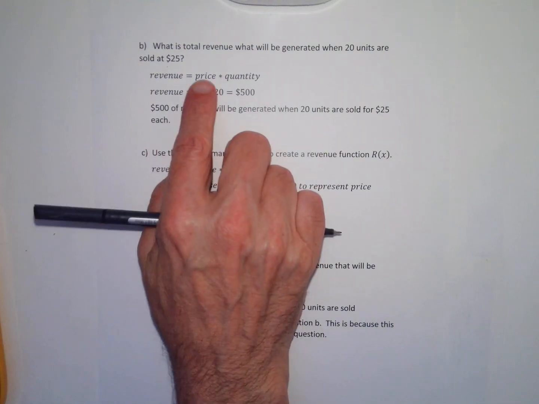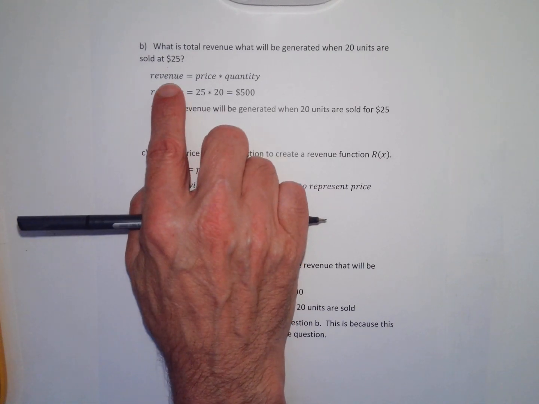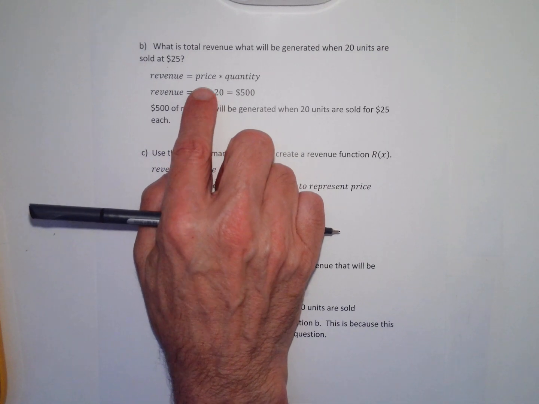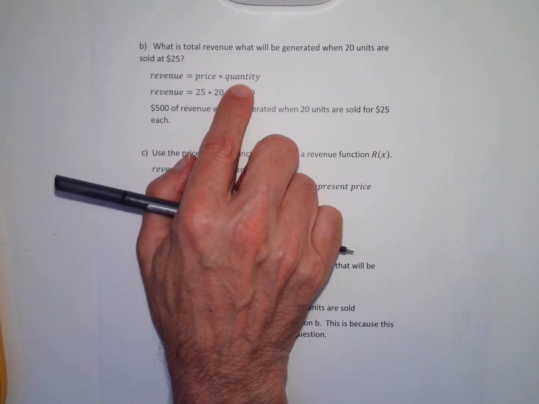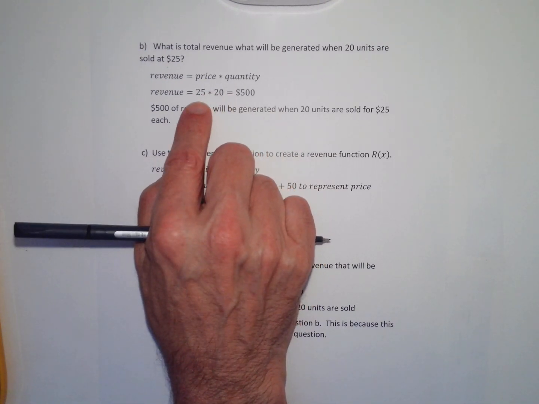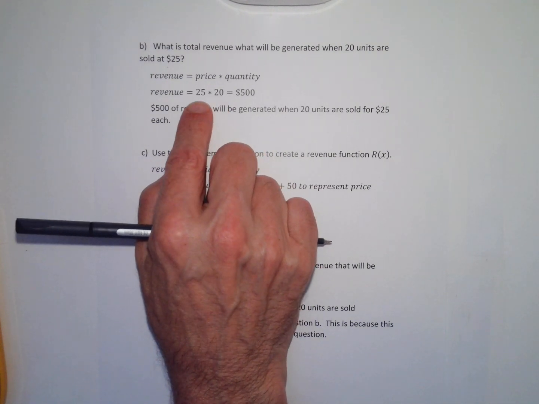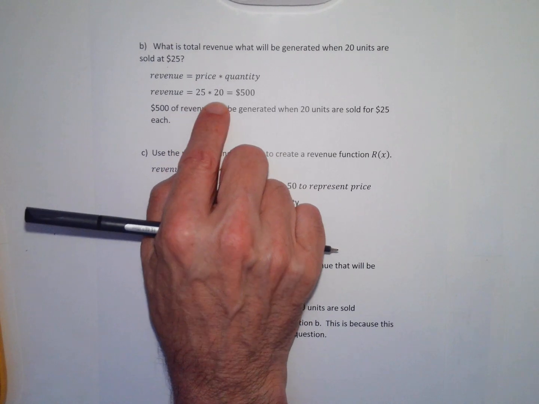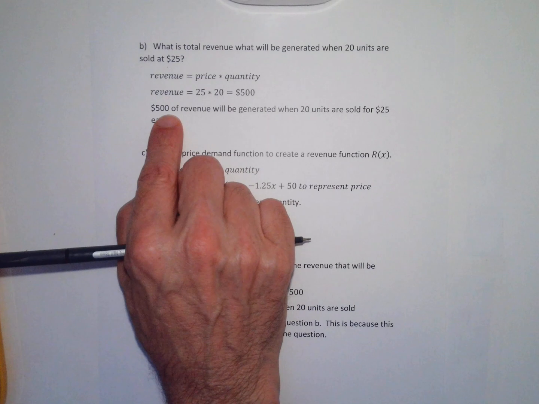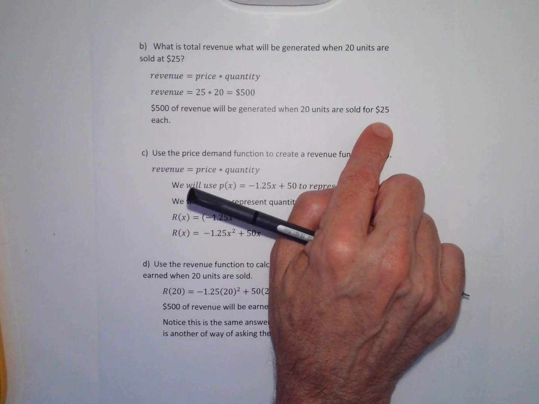So revenue, when a company is producing a single product, the amount of money that they're going to get, not profit, but just the revenue, how much sales they're going to have, is the price of the product times the quantity. For this last example, the revenue would be the $25 that will yield 20 units of sale. $25 per product times 20 products gives me $500. So for this particular company, $500 of revenue will be generated when 20 units are sold for $25 each.